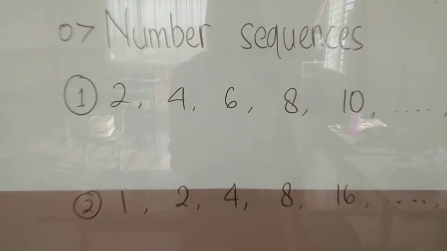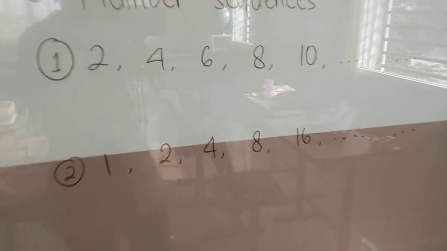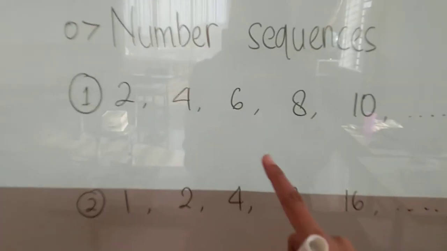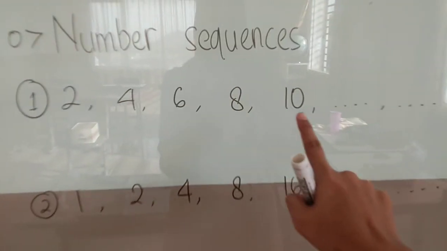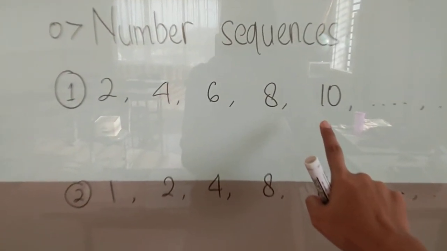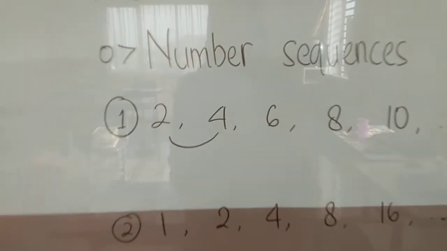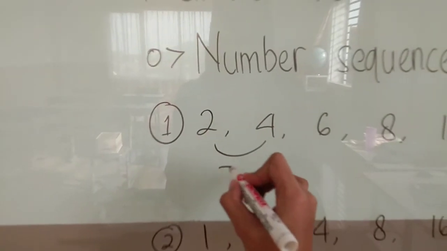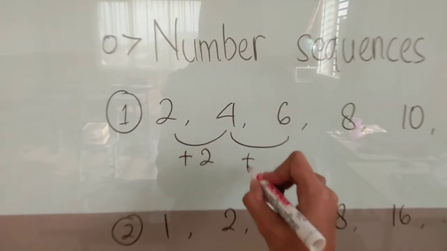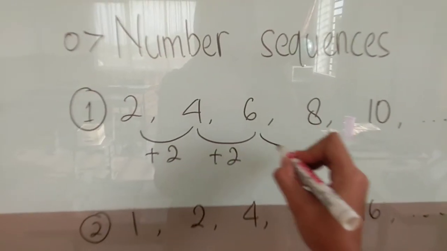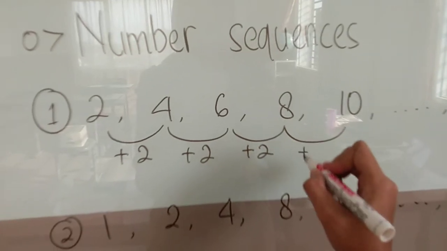Okay, let's try some examples here. The first one, I have a row of numbers, a number sequence. The first term is 2, and the fifth term is 10. What about the pattern of this? Okay, take a look. 2 to 4, add positive 2. 4 to 6 also add positive 2. 6 to 8 also add positive 2. 8 to 10 also positive 2.